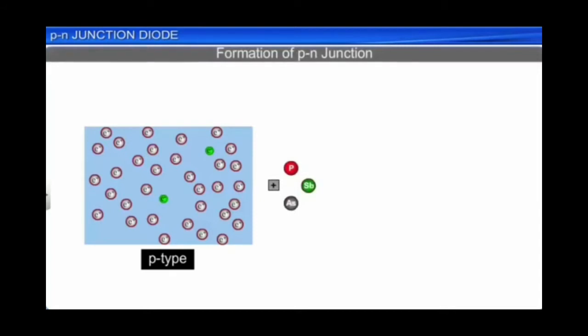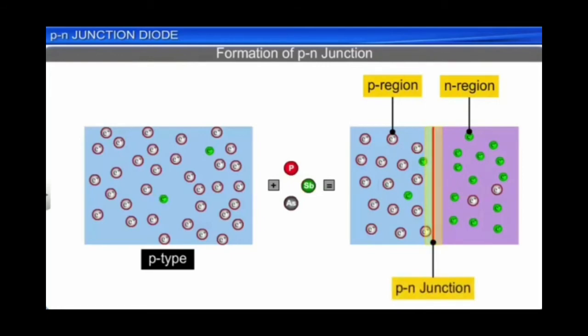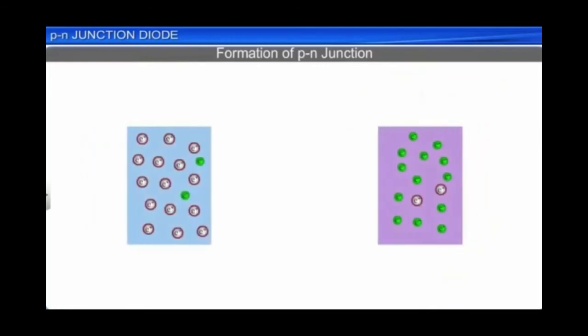Now consider a P-type semiconductor. On one side of this semiconductor, we are doping with any of the pentavalent impurities. So we get a new crystal, one side of which is P region and the other half is N region. And in between, we have a boundary, we call it as junction. And that junction is the PN junction.